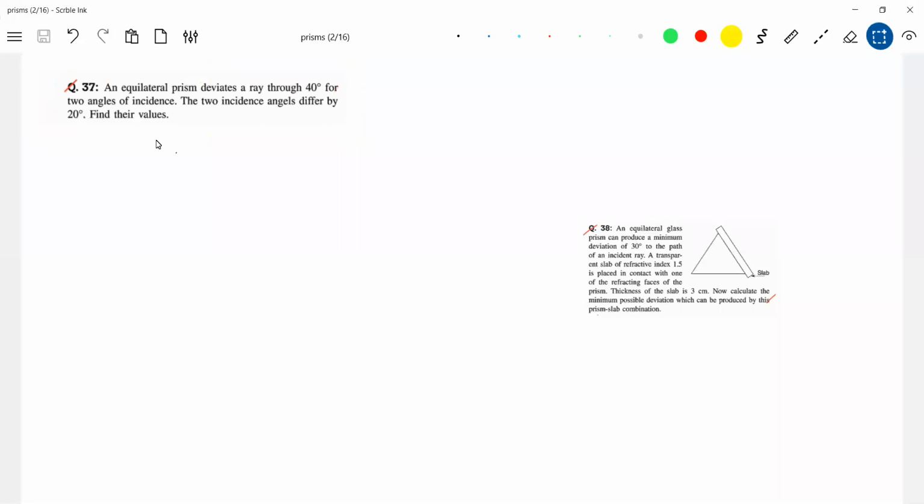An equilateral prism deviates a ray through 40 degrees for two angles of incidence. The two incident angles differ by 20 degrees. Find their values. Don't go for a diagram; drawing a diagram every time may not be advisable, especially in the mains exam. So straight away write the equation. What is the expression for deviation? Incident angle plus emergent angle minus A. What is the total deviation produced? It deviates through 40 degrees. We don't know the incident angle, keep it here, and the emergent angle we don't know. Angle of prism, equilateral prism, 60 degrees. So therefore, 100 degrees equals I plus E.